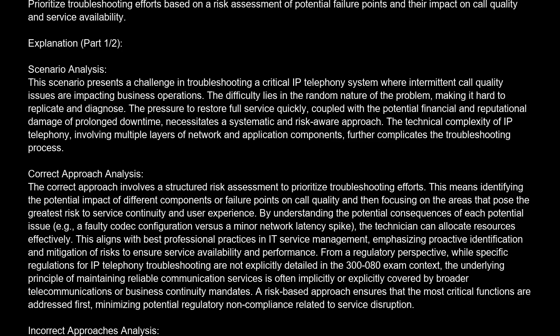a systematic and risk-aware approach. The technical complexity of IP telephony, involving multiple layers of network and application components, further complicates the troubleshooting process. Correct approach analysis. The correct approach involves a structured risk assessment to prioritize troubleshooting efforts. This means identifying the potential impact of different components or failure points on call quality, and then focusing on the areas that pose the greatest risk to service continuity and user experience.